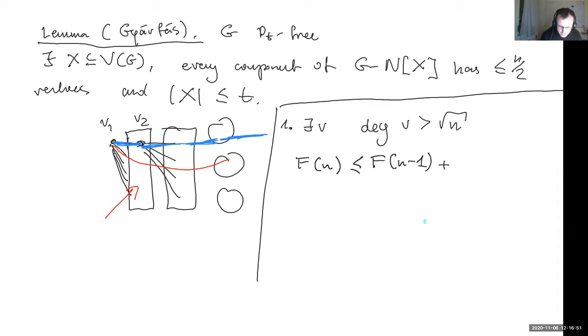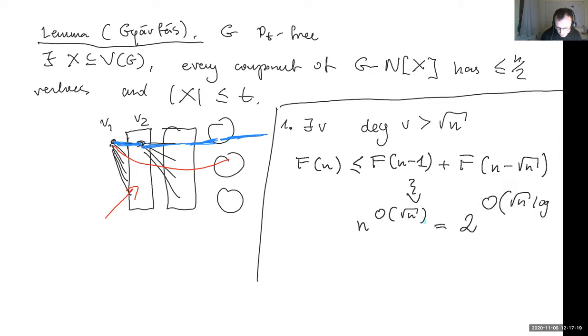But when I decide to include v in my solution, I remove v and I can remove all the neighbors of v from my graph. So the recursion I get is of this type. In this first branch, I have very little progress. In the second branch, I have a big progress. And this branching solves to n to root n. So I'll just write it this way.